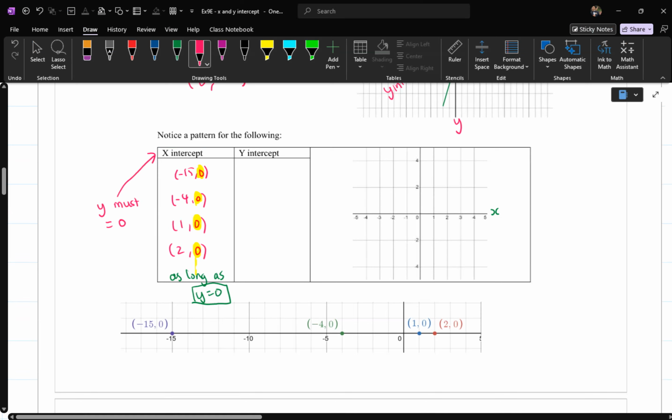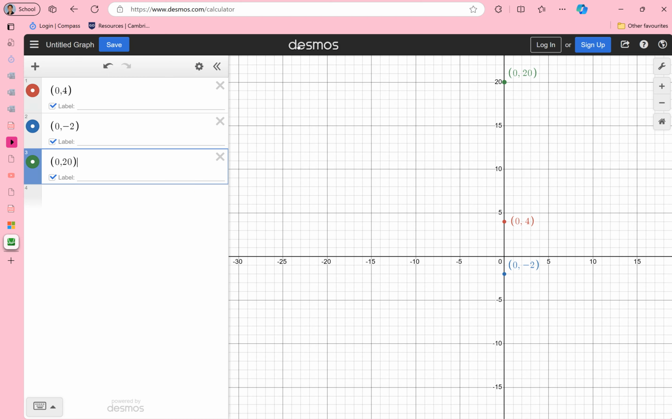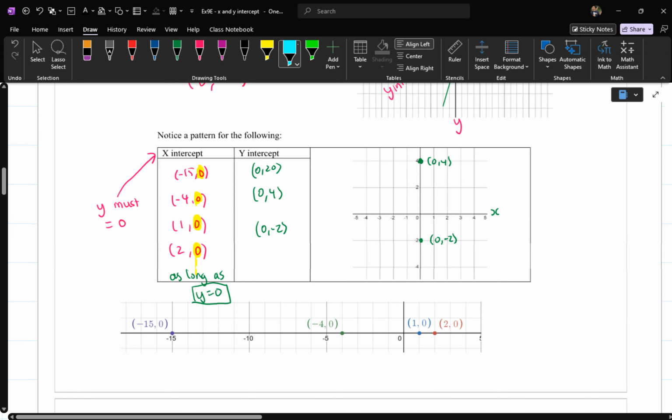So out of those 3 coordinates, let's go back here again, and let's do the same thing. So 0, 20, 0, 4, and 0, -2. What you noticed again, what is the pattern? Every time you want a coordinate on the y-axis, what had to occur? What was the pattern? And hopefully, again, you realized that the x-coordinate had to be 0. So let's test that theory again.